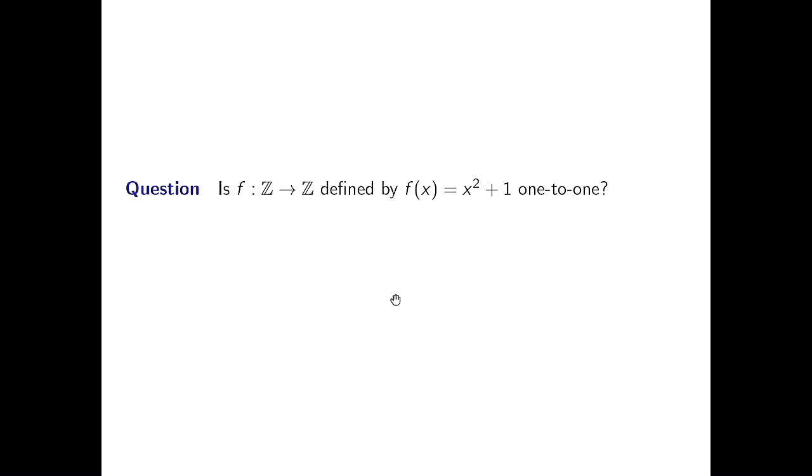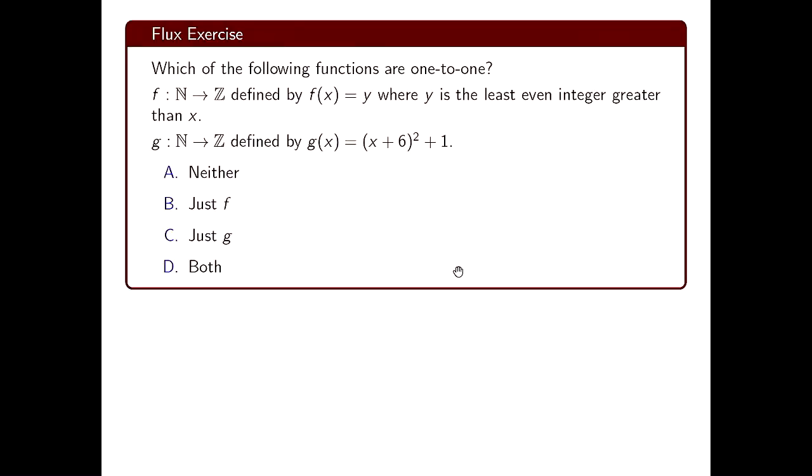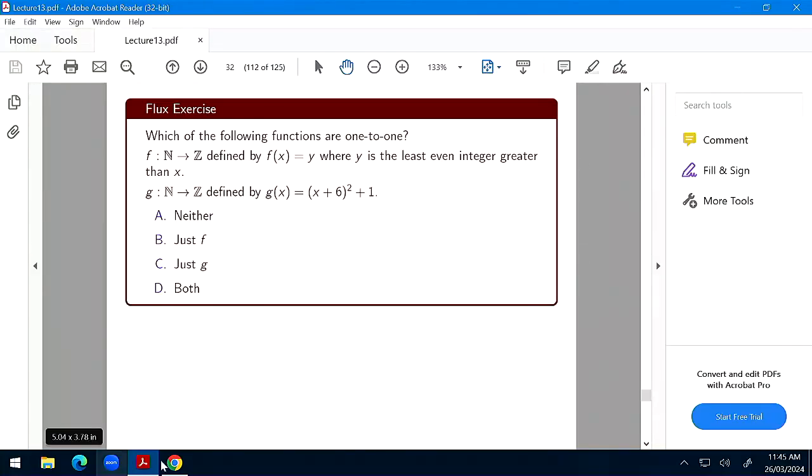Is the function from Z to Z defined by f of x is x squared plus 1 one-to-one? Who thinks yes? Who thinks no? Definitely no, right? Because, for example, 1 and -1, we both get the output 2. Okay. Very quick question. Almost the last thing we're going to do.